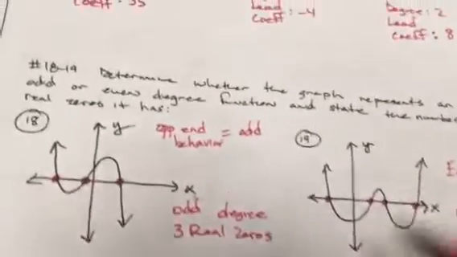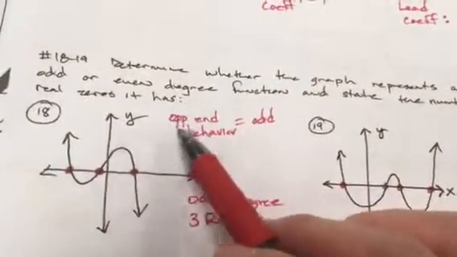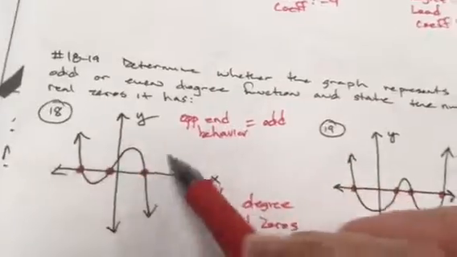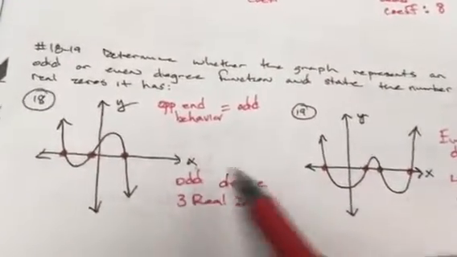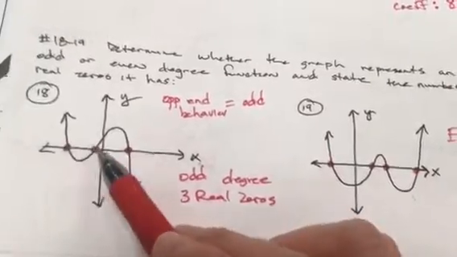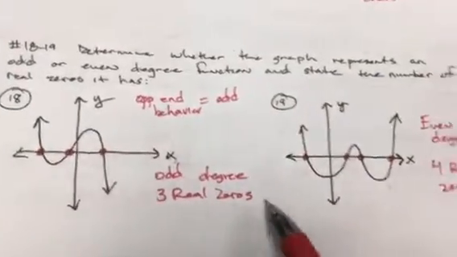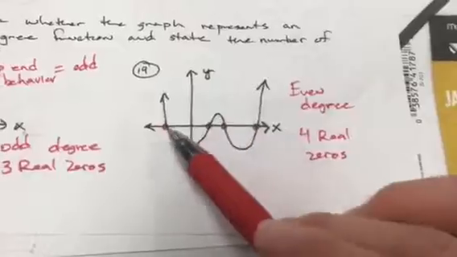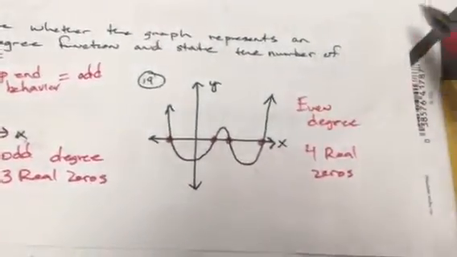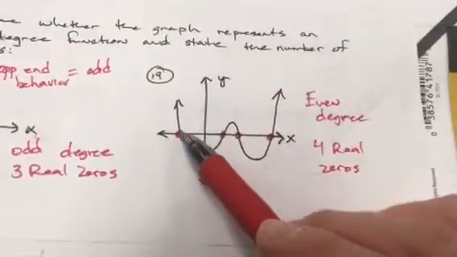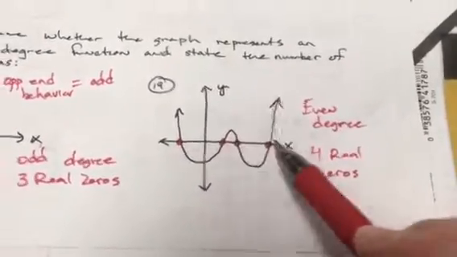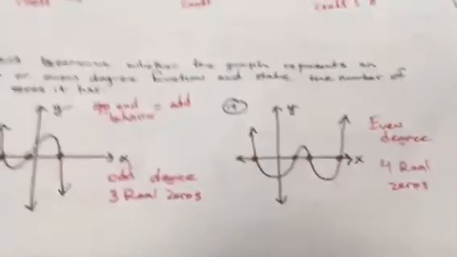Guys, on 18, all you got to know is opposite in behavior equals odd. Alliteration, opposite equals odd. This is going up, this is going down. That's the opposite direction. So this is odd degree. It crosses the x-axis 1, 2, 3 times, 3 real zeros. These two are going in the same direction, which is not opposite, so it's not odd, it's even, and it crosses the x-axis 1, 2, 3, 4 times, 4 real zeros.